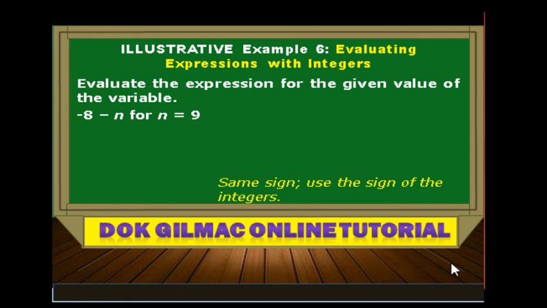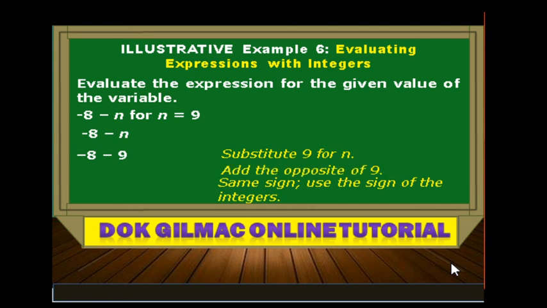Illustrative example number 6. Evaluate the expression for the given value of the variable: negative 8 minus n for n equals 9. Substitute 9 for n. Negative 8 minus 9. We add the opposite of 9. So negative 8 plus negative 9. Same sign, use the sign of the integers. Both are negative. So 8 plus 9 is 17. So we have negative 17 since they are both negative.